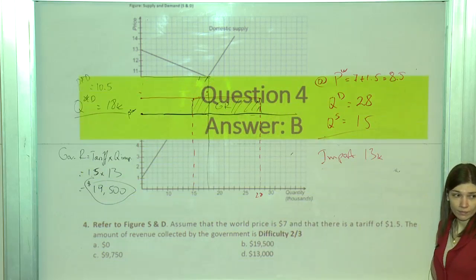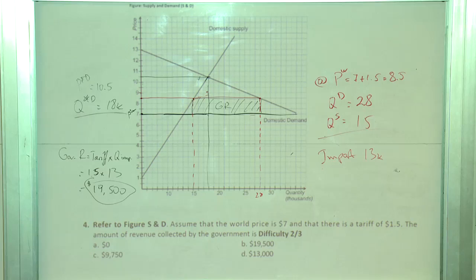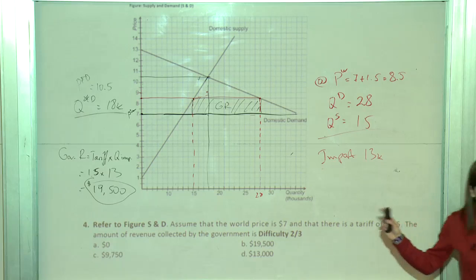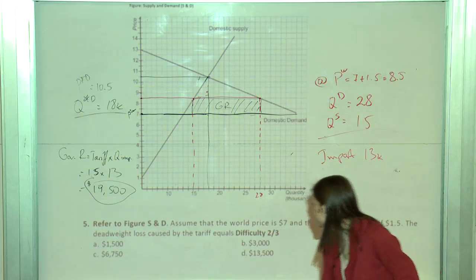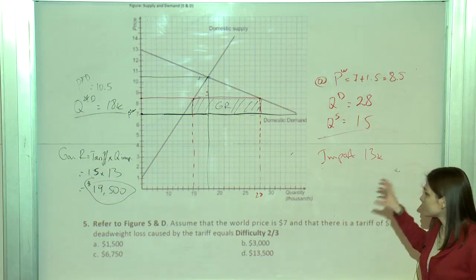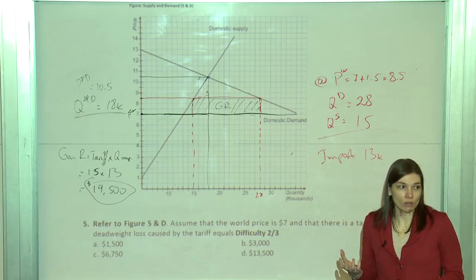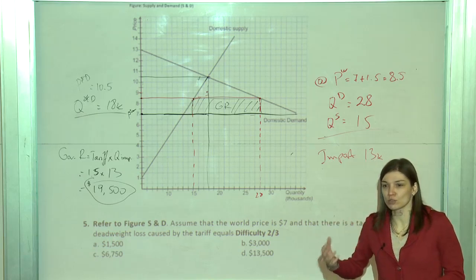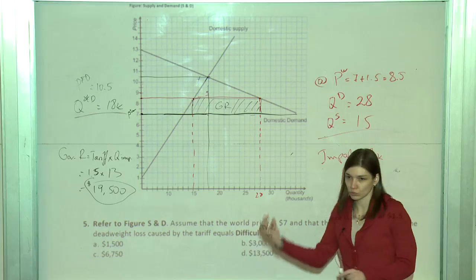Any questions so far? Yeah? With the triangle above the tariff, would that be then total surplus at that level? The next question is going to answer that. Yeah, let's go there. Okay, so the next question is, again, assume that the price is 7, we have the tariff of 1.5. What is the deadweight loss caused by the tariff? So the deadweight loss is always how much we lose in terms of total surplus.